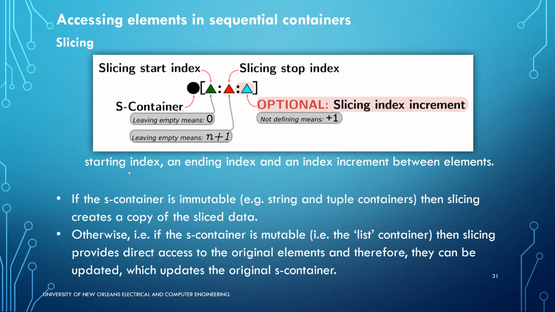Okay. All right. So that's what we define as the starting index, the ending index, and the index increment between elements. So that's the notation that this describes. If the S container is immutable, that is, if it has a string and tuple containers, then slicing simply creates a copy of the sliced data. Otherwise, if the S container is mutable, like the list container, then slicing provides direct access to the original elements, and they can be updated, which updates the original container. And we'll see examples of this next.